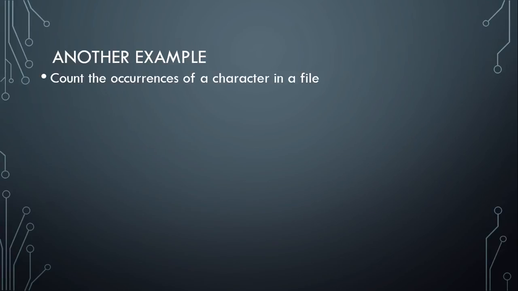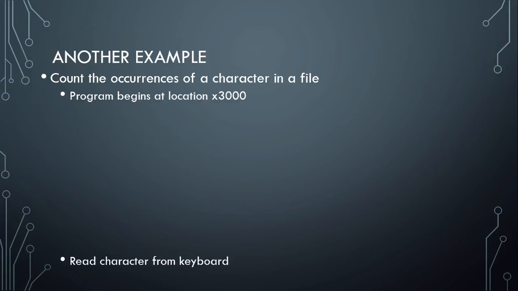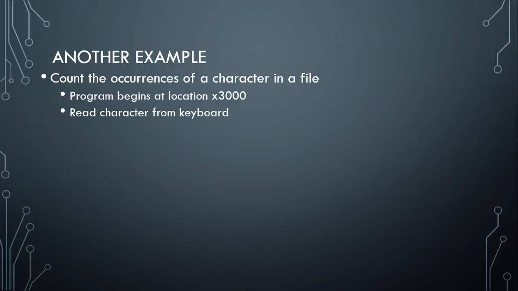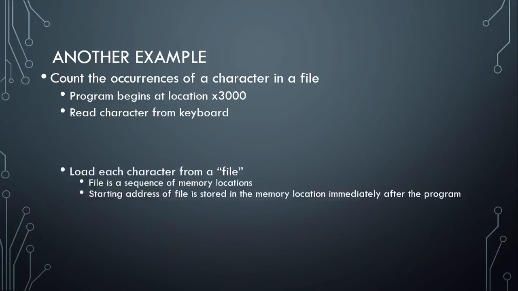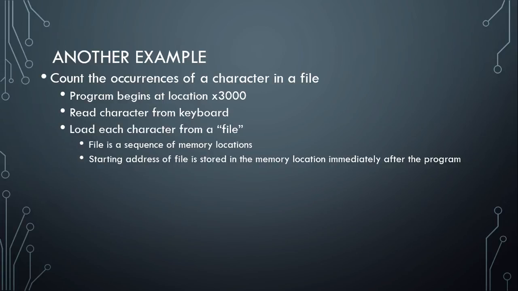Here's another example. Right, let's count the occurrences of a character in a file. So the program again begins at location 3000. We're going to read a character from the keyboard. It could be any character. Then we're going to load each character from a file. A file, of course, is a sequence of memory locations. The starting address of the file is not located, but stored in the memory location immediately after the program. If the file character equals the input character, we're going to increment the counter.